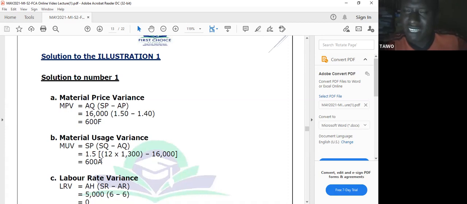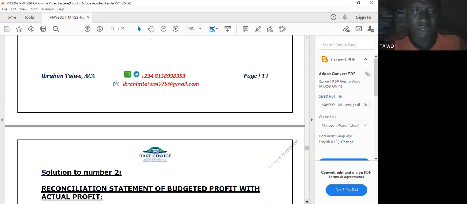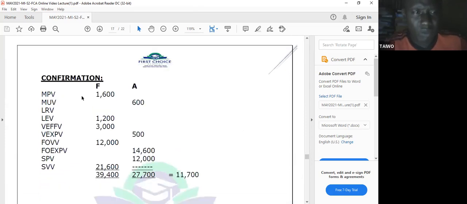I omitted one there. Material usage variance is what? 600 adverse. So you start picking them one by one. 1,600 favorable, 600 adverse. Labor rate variance is 0 because we have 0 variance. So the manager is good. Now, labor efficiency variance is 1,200 favorable. Variable overhead efficiency variance is 3,000 favorable. Variable overhead expenditure variance is 500 adverse.